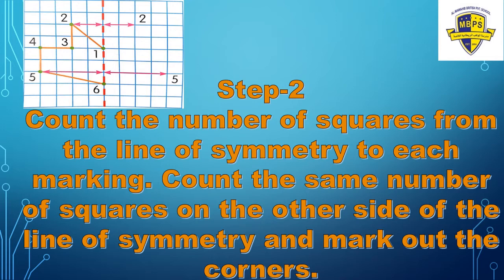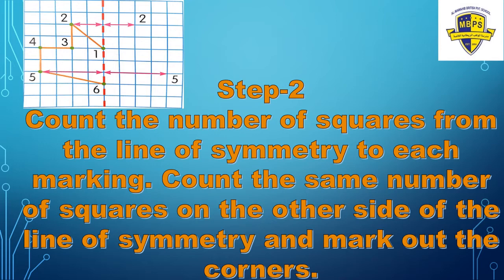Okay children, in the same way we will do for 3 and 4, and if you look here, number 5. Can you count and tell me how many squares is number 5 away from the line of symmetry? Come on, keep your finger and count the squares. Let's start. 1, 2, 3, 4. Excellent children. So you can see that number 5 is marked on the other side of the line of symmetry, that is on the opposite side. And then we mark number 5.